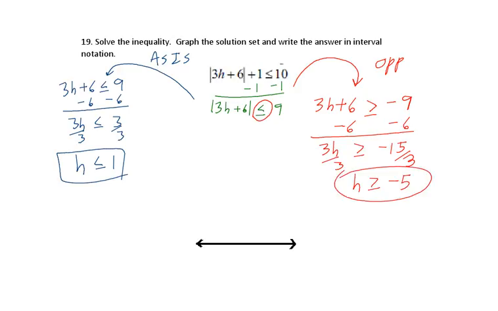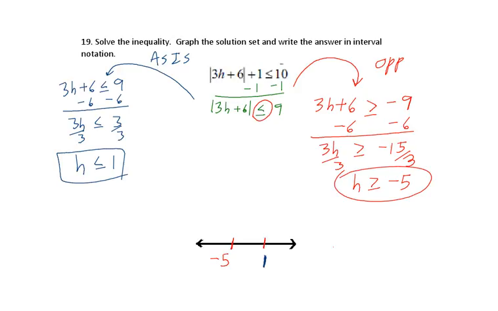So we got two answers. So we're going to put them on the number line. I'll mark off 2 points. It doesn't matter where, it doesn't matter how close or how far apart. The only requirement is the smaller number gets to go first. So I have to write negative 5 first. And then I'll write 1 second.